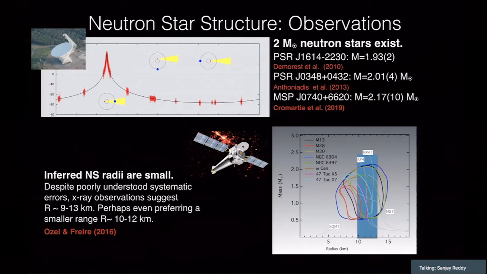And some of these observations also point to maybe a preferred range between 10 and 12 kilometers. So this is interesting because it is consistent with what we were predicting from theory based on low density calculations up to twice nuclear density. But the annoying part about these X-ray observations is that it was very hard to estimate the systematic errors associated with not knowing the X-ray spectrum.